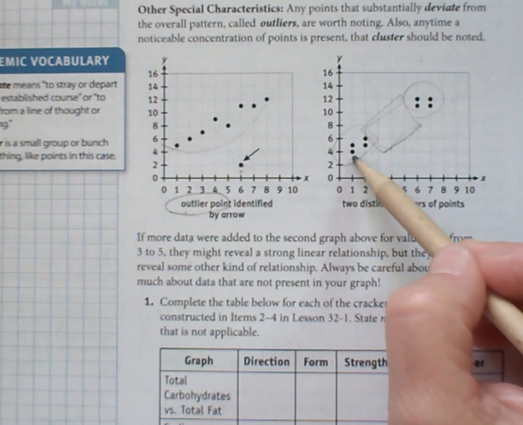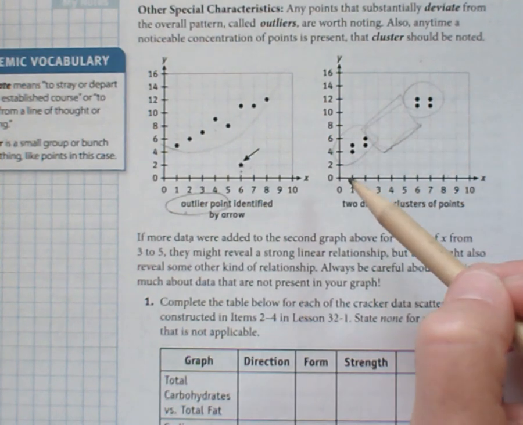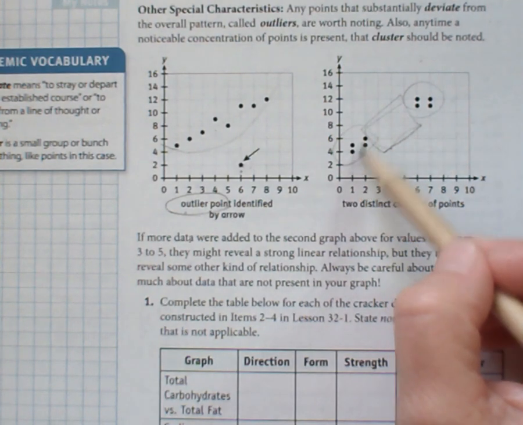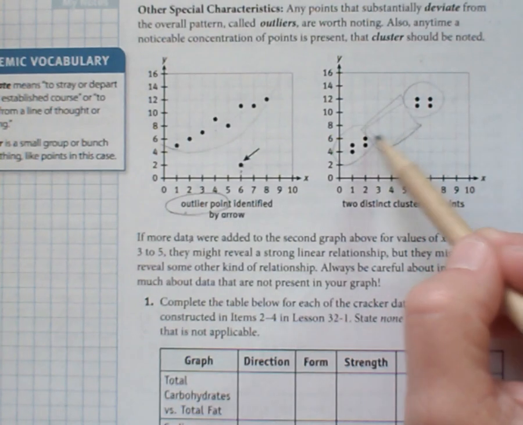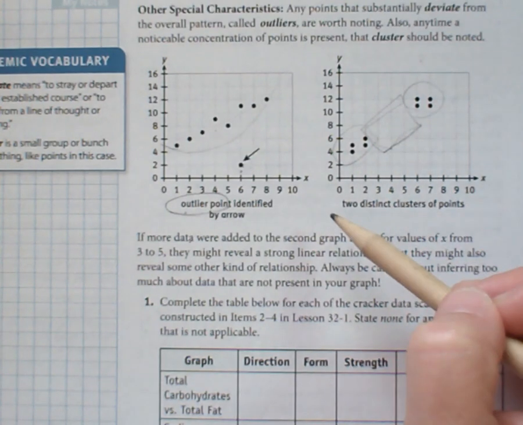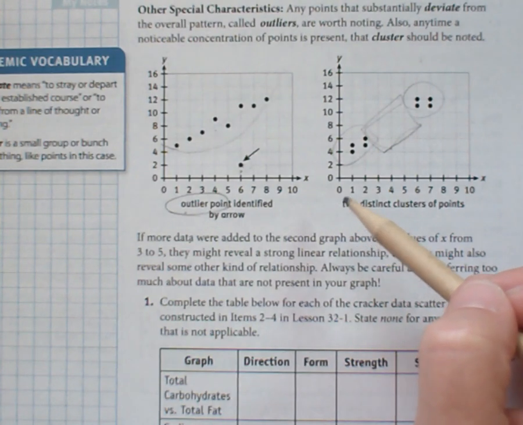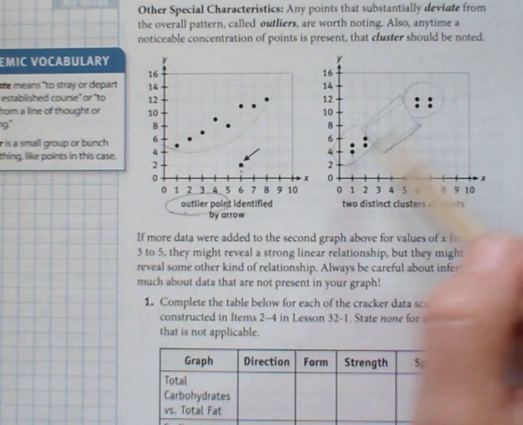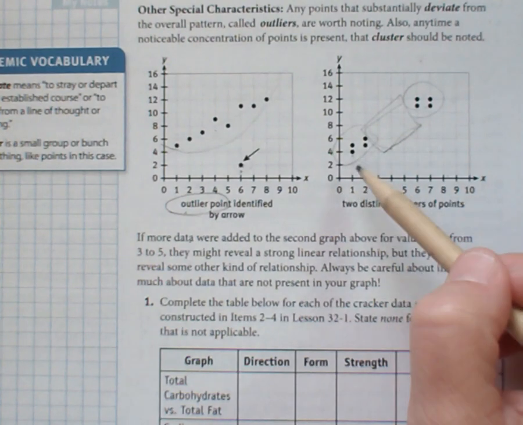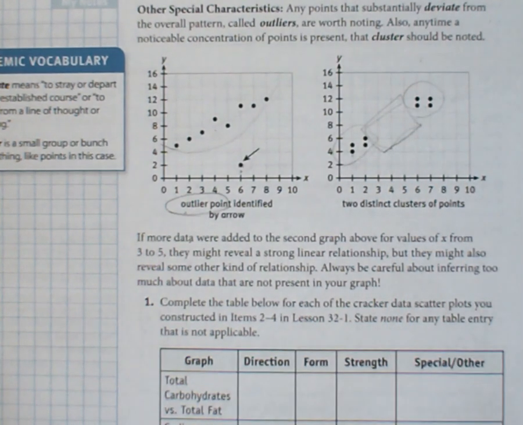And a cluster means you've got some more research to do. Why do you have this jump with no data in between? Maybe your sample was bad, right? Maybe you weren't being very random in your sample, or maybe there's something else to study here, but it's something that we want to be aware of, and we would call this clusters of points.